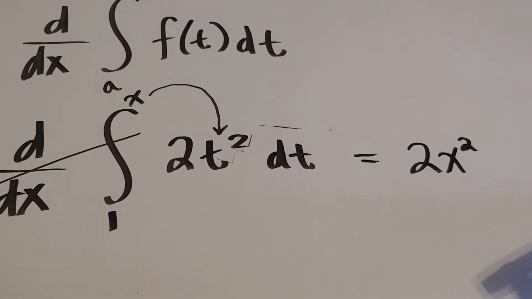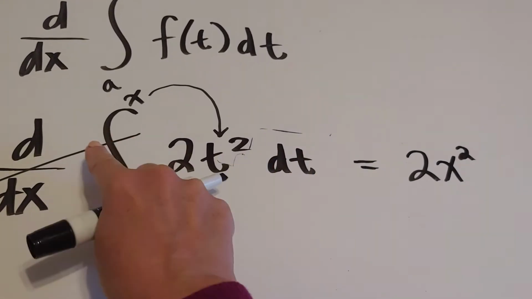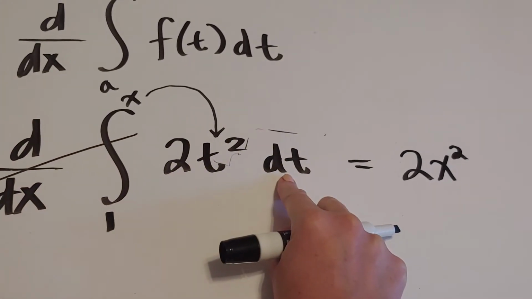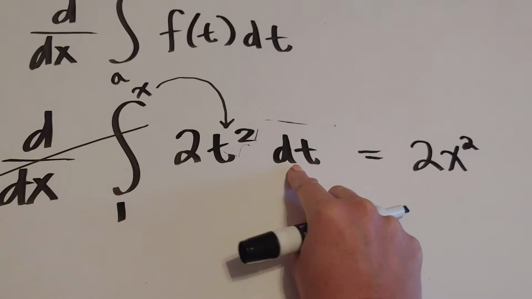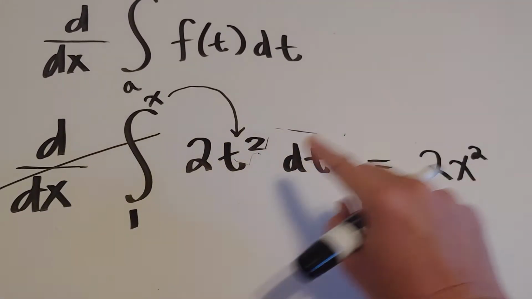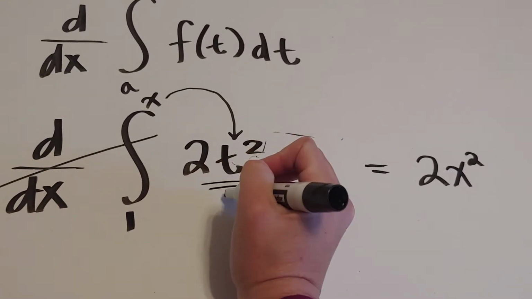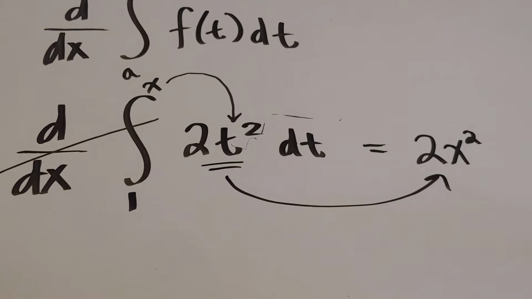Now, are we done? Well, let's think about this. The integral symbol and the dt go together. So once this gets crossed out, this gets crossed out too. Okay, now students panic and go, should I put a plus c? No, because we didn't integrate. What this is, is that the derivative and the integral canceled out. So you just get the original function back.